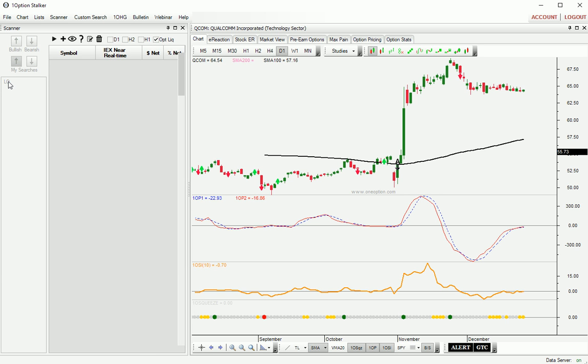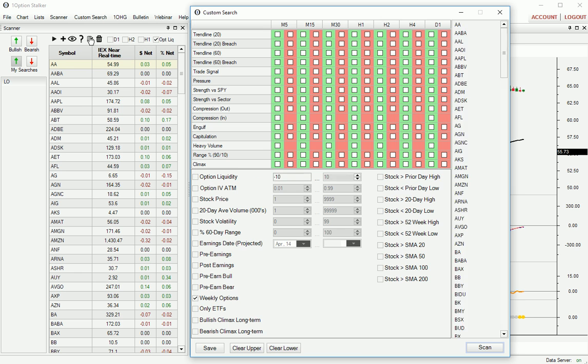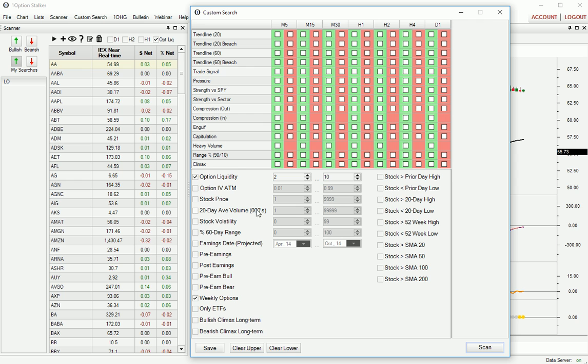If I ever want to change the search, I can click on it, and in fact, if I have a question, what does it look for? I can click the question mark and then liquid options. There's my description that I entered. So the more descriptive you are, the better. If I click this little edit box, it'll pop up that search, and I can see the criteria that I used.